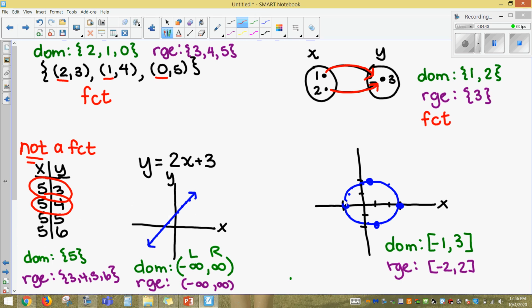When we're dealing with our infinite sets, like the picture of the line and the picture of the circle, we can't just look at a list and look for a repeated x value. So I have to think, if I'm standing right here at this value of x, how many points on this line have that particular x value? And I find that one.